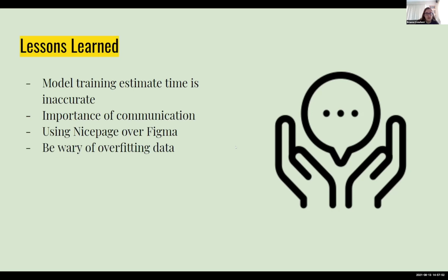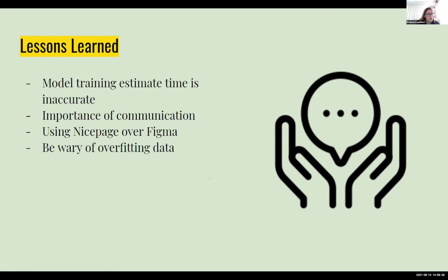NicePage and Figma are sites that you use to design how your websites are supposed to look. But NicePage is better than Figma because it actually lets you export your data into HTML. The model training time that it gives you when you start training your model is not accurate. They might say like 20 hours and end up being 40 or vice versa. And so overfitting data can occur when all of your data is similar and you give the model too much time to look at it. So it starts memorizing it instead of actually learning patterns. So our model was extremely overfitted with low resolution and fairly dark images. So it doesn't work quite as well with data outside of our data set.